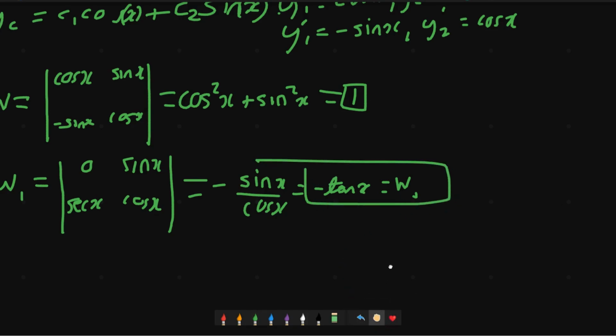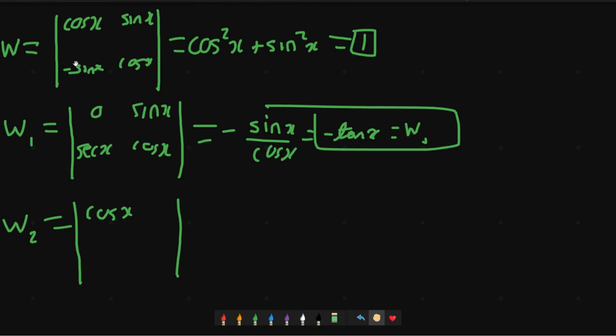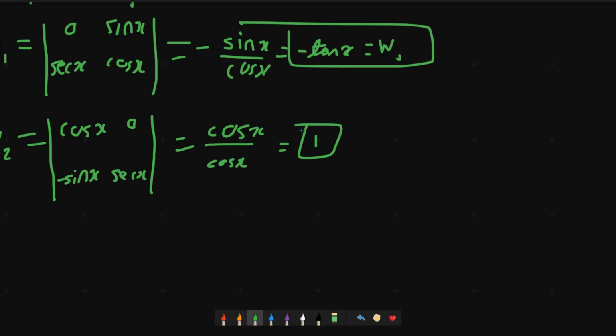Very nice. So now we're going to find W2. We pretty much do the same thing, but this time we leave the first column, which is cosine x, minus sine x. And then we put in 0 and f of x, which is secant x. These two are going to go away, so you can ignore them. Cosine x times secant x is cosine x divided by cosine x, because secant x is 1 over cosine x, which gives us 1. Very nice.